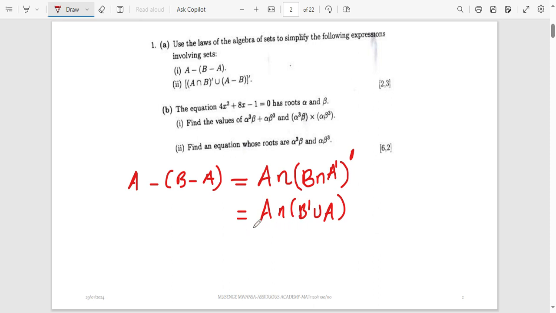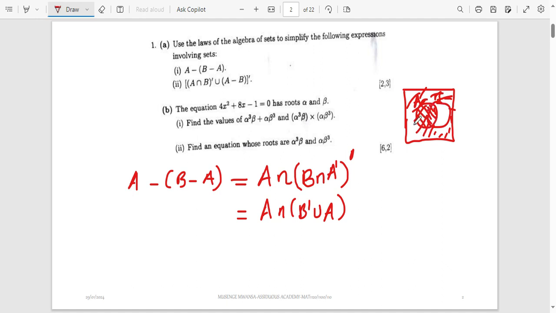At this point, of course, if I want, I can distribute the A complement, but that's not necessary. Just look at B complement. The easiest way you can do this is to make a simple sketch, because if you can't shade, it will be hard. B complement union A means everything outside B, union A means together with A, meaning shade the entire set A.